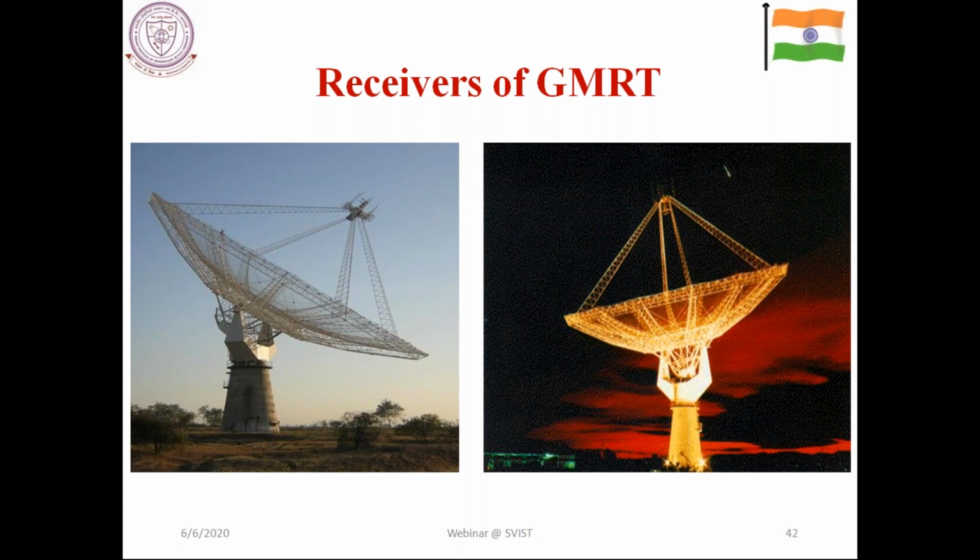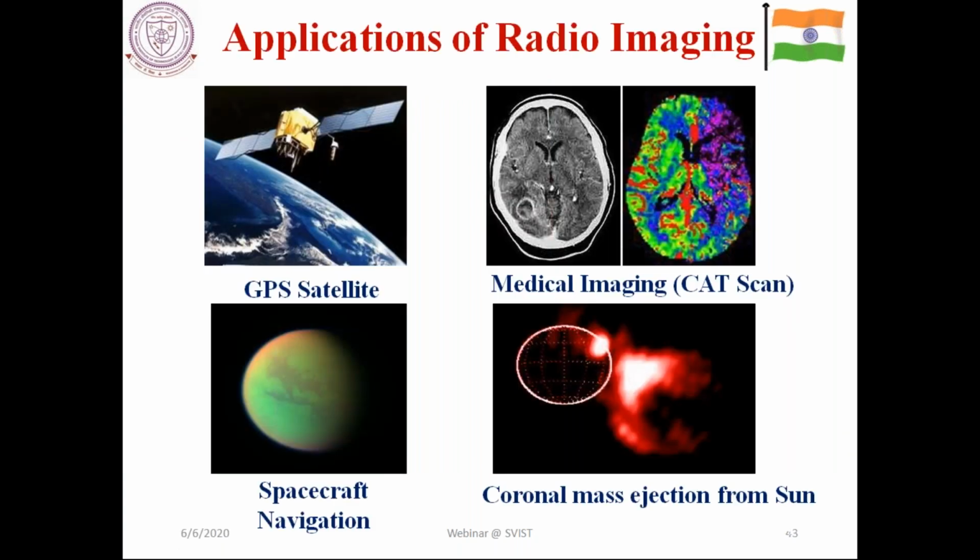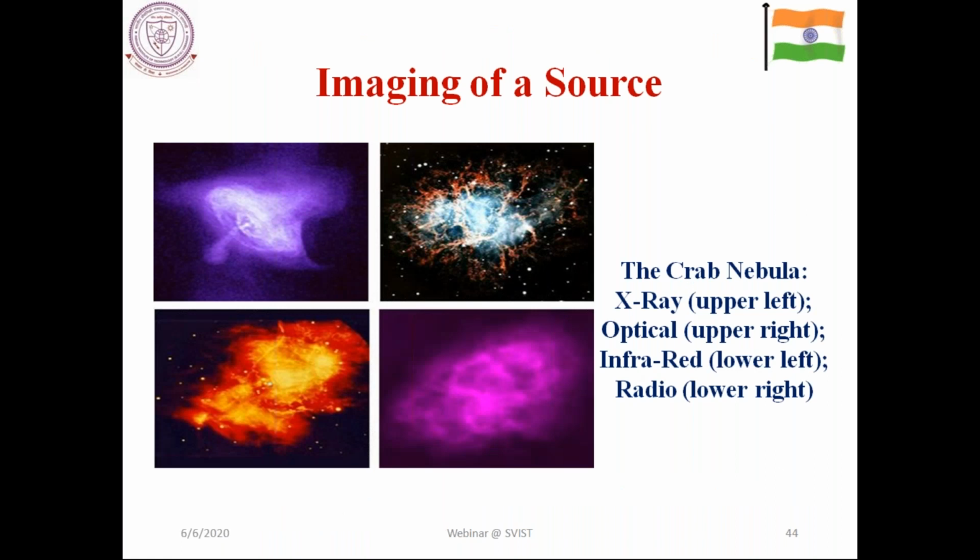I can also show you how important this is. You can have radio imaging and other applications like GPS satellites, spacecraft navigation, medical imaging such as the CAT scan, or coronal mass ejection from the sun. All of those are some of the applications of radio imaging. Imaging of a source is very, very important.